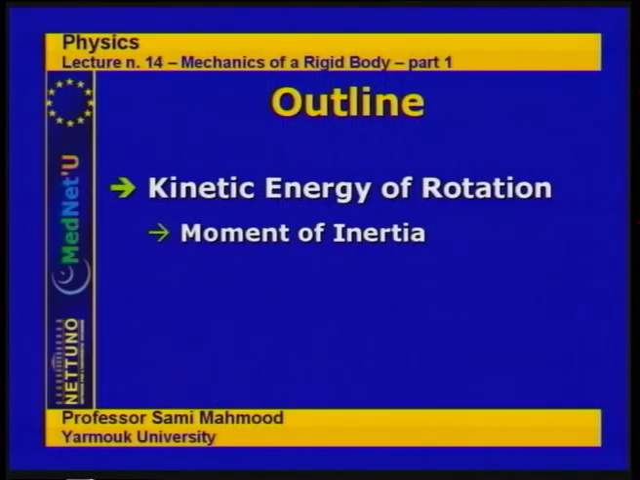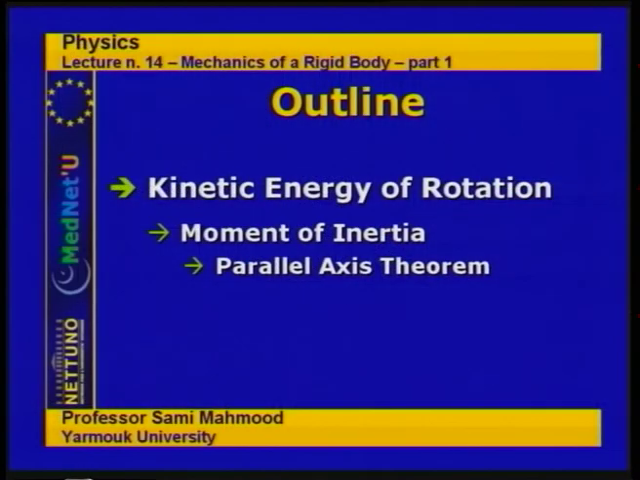And then we will discuss the kinetic energy of rotation of a rigid body rotating about a fixed axis, from which we will derive the formula for what we call the moment of inertia of the object. We will define this quantity, and we will know how to calculate it. Then we will discuss the parallel axis theorem, which is a nice tool to know in order to be able to calculate the moment of inertia for the system in different geometries.